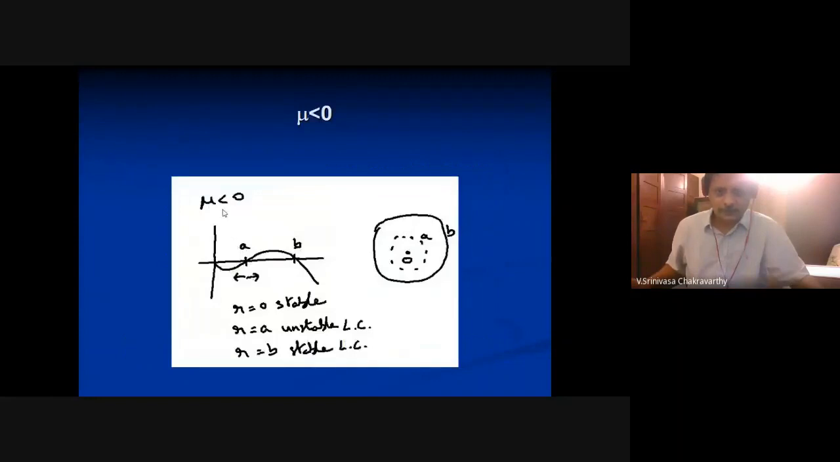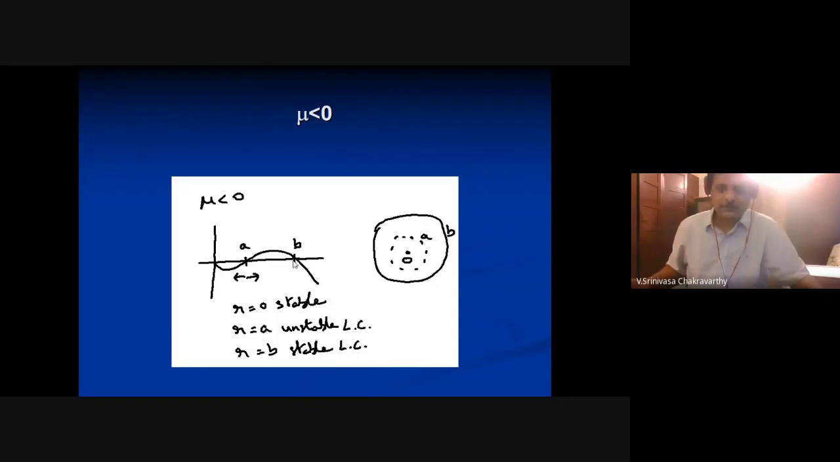So in this case, for mu less than 0, so the mu is here. If you make it negative, right, the system will look like this. And you can see that in this part, it has 3 roots. r equal to 0 is one root, r equal to A, and r equal to B. So in this part, if your r is here, the r dot is negative, so it will reduce. It will go back to 0. In this part, if r is between A and B, r dot is positive, so it will increase. It will go to B.